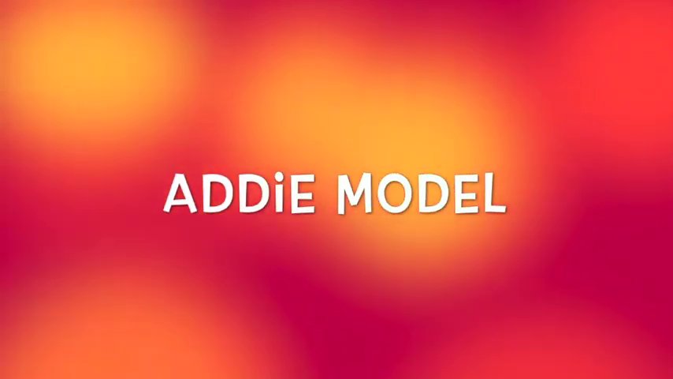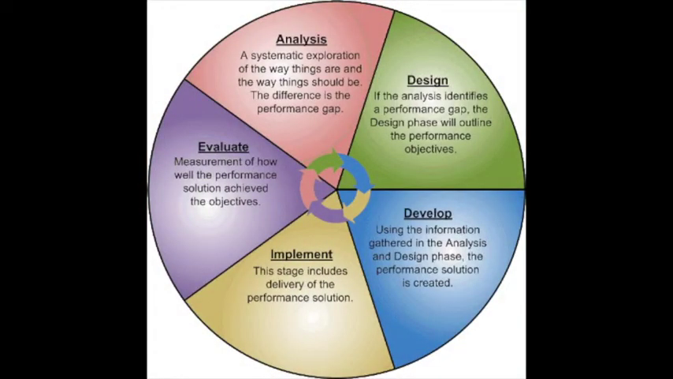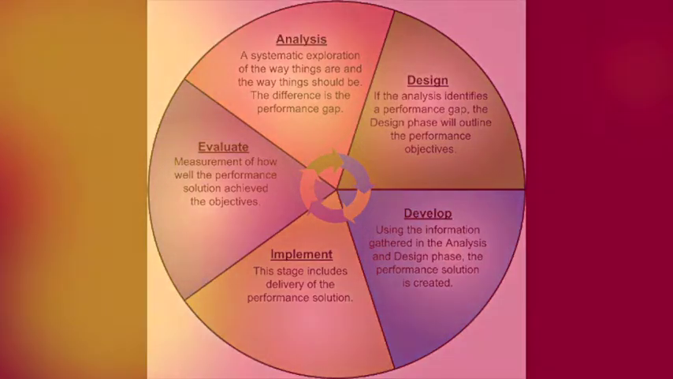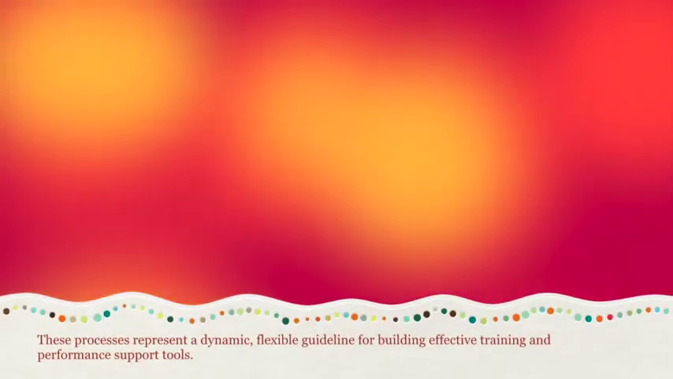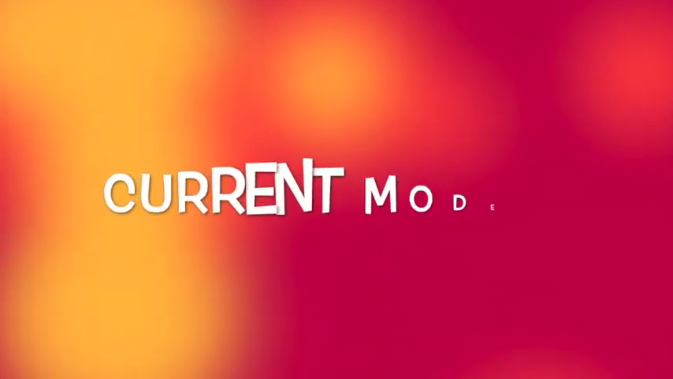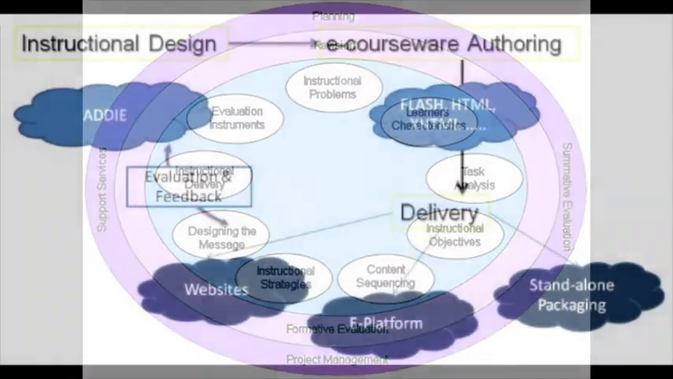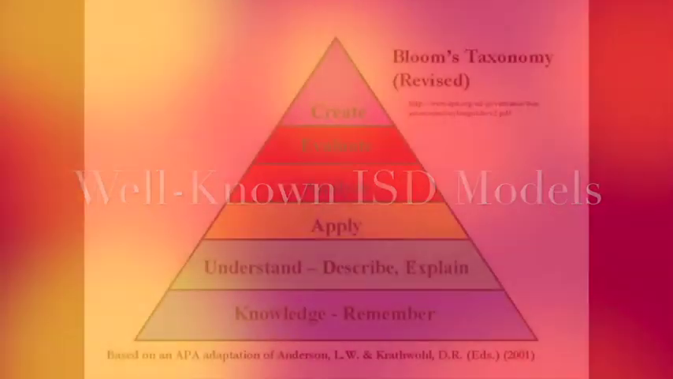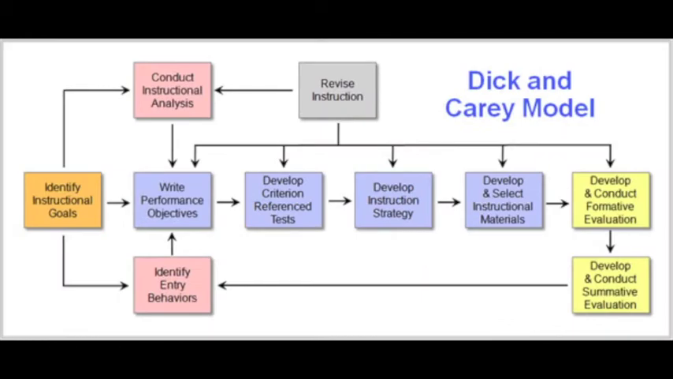This acronym stands for the 5 phases contained in the model, which includes analysis, design, development, implementation, and evaluation. These processes represent a dynamic and flexible guideline for building effective training and performance support tools. Most of the current instructional design models are variations of the ADDIE model, including the KIT model and the Instructional Design for Online Learning model.